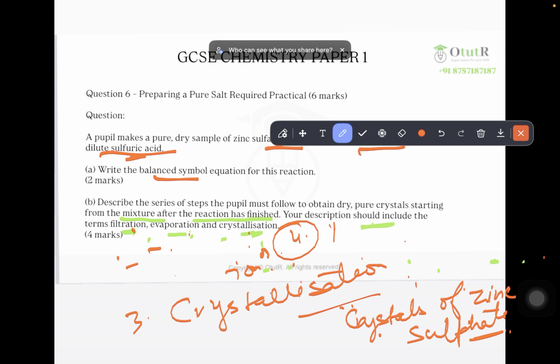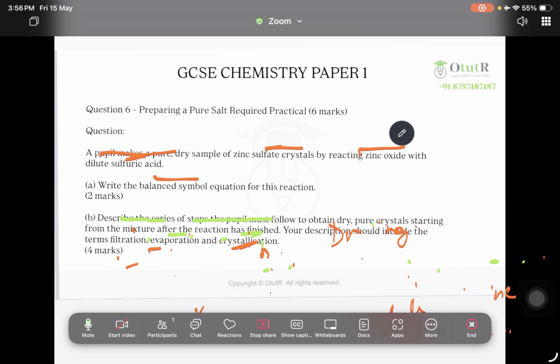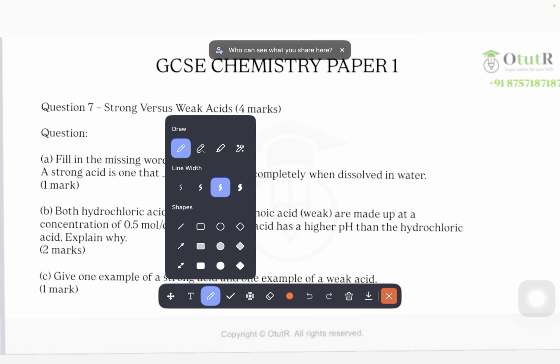Last step over here, the fourth step, is drying. Although it's not mentioned over here, it's a 4-mark question and we have to include all 4 steps. Drying is when we remove the crystals from the remaining liquid and pat them dry between filter papers or leave them in a warm open place. So each of these 4 steps is of 1 mark and the total answer will be of 4 marks.